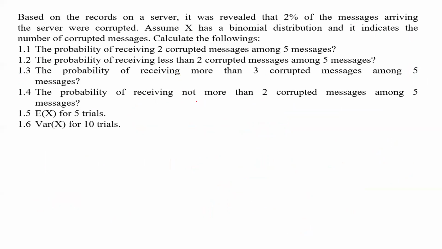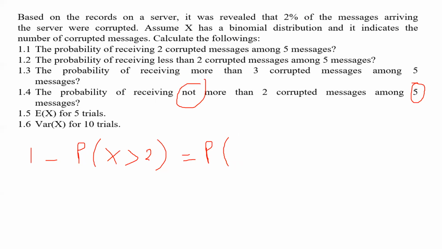Now, the probability of receiving not more than 2 corrupted messages, again among 5 messages. Not more than 2. So we are asking for a complement from the beginning. You see, not more than 2. It means that now you know how to write the complement. You can change the direction of inequality, change more than to less than, and it doesn't have equality, it means that it should have equality here. So not more than 2 means less than or equal to.